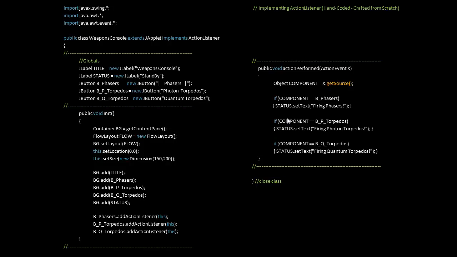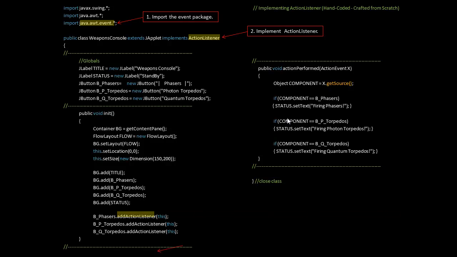Now let's look at the steps that we need to follow in order to implement ActionListener in this project. First, we need to import the package java.awt.event. Second, we need to implement ActionListener. Third, we need to add ActionListener to each component. In this case, there are three buttons that if we click, we wish to handle the event. So phasers, and then photon torpedoes and quantum torpedoes. So we're adding ActionListener to all of them.